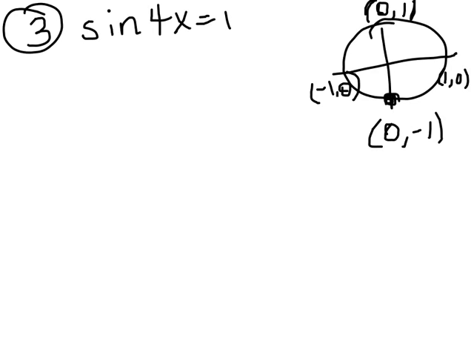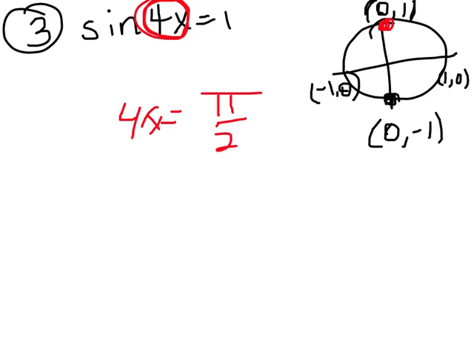Aren't I looking for a y value of 1? Where do I have a y value of 1 on the unit circle? You have it at pi over 2. So I know that pi over 2 is the angle that gives me that sine value of 1. So what I'm going to do is say, well, 4x has to be equal to pi over 2, okay? This is the same as the last one, I just wanted to show you another one like this.